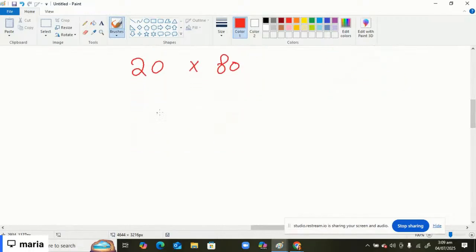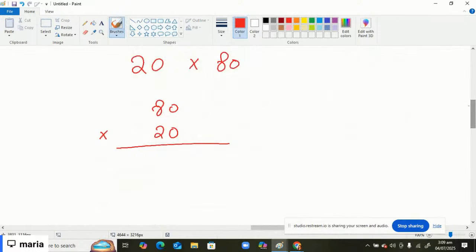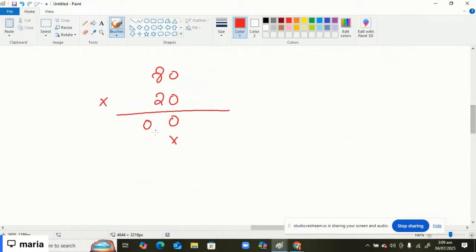Now 20 times 80, let's do it. 80 times 20. First of all, we multiply. We are not multiplying these two digits. We are first rounding and then we multiply. Okay. 0 times 0 is 0. Then again 0. Every number that multiplies with 0 gives the answer 0. 2 times 0 is 0. Then 8 times 2 is 16.